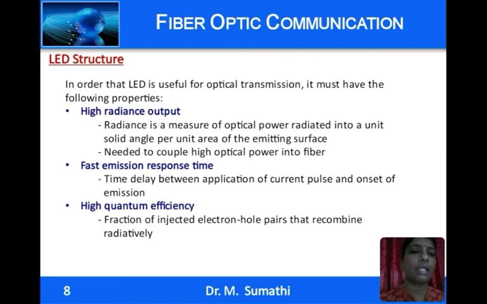And fast emission response time. Response time is the time delay between application of a current pulse and onset of emission. That is, it determines how fast the output changes with respect to change in the input current given to an LED. This determines the data rate that can be supported by the source. And quantum efficiency is the number of photons emitted from the LED to the number of recombinations that occur. This should be high so that the radiative recombination is higher.